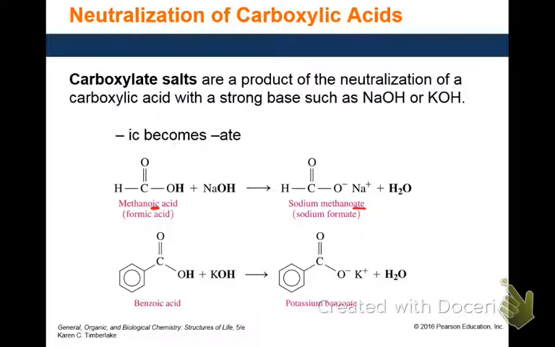So benzoic acid, when it's neutralized, the hydrogen is removed, we make water from that hydrogen, and if it's with potassium hydroxide, we would call that potassium benzoate. Any questions about that? It's important that you get this part of the nomenclature because when we talk about esters, we base the name of the ester off of this. So it's going to get used later. I have a little flow chart later to help us through that whole thing.